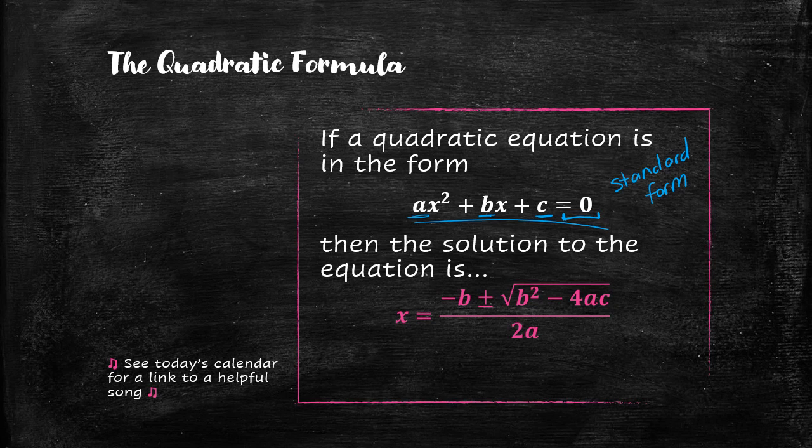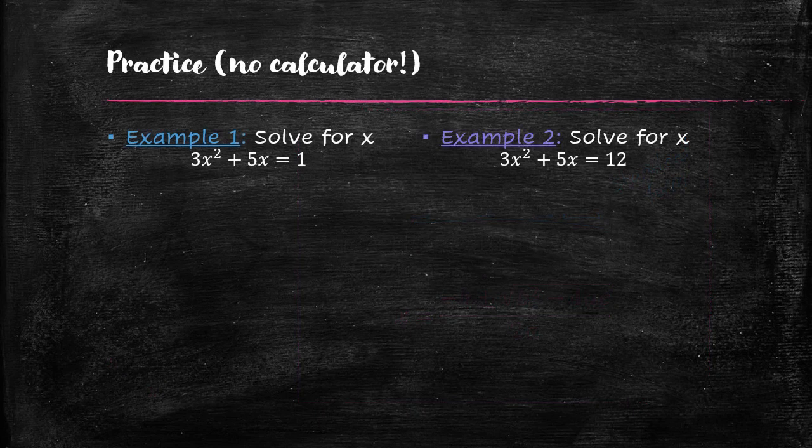It is going to be helpful to have this memorized. And again, the song that you can find the link to in the calendar can be really helpful. So why don't we look at a couple of examples where we can apply the quadratic formula. So in our first one, example 1, 3x squared plus 5x is equal to 1.